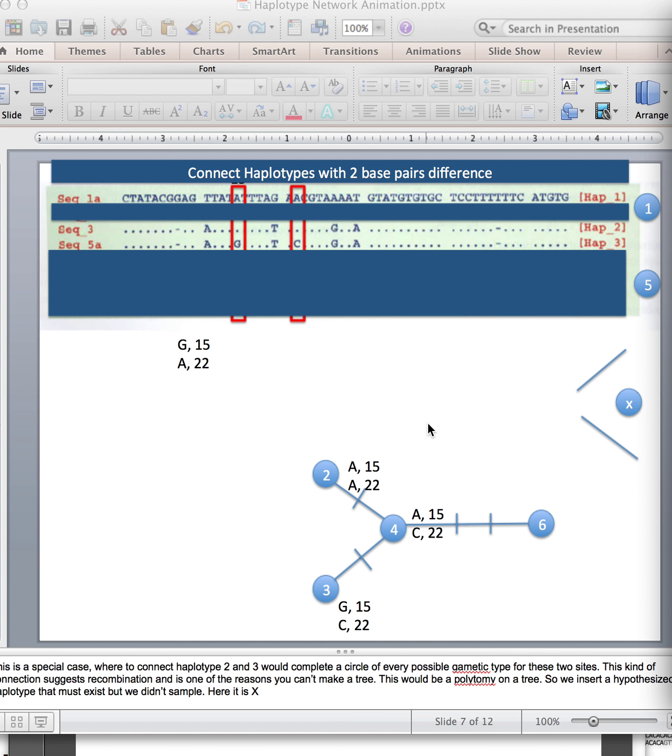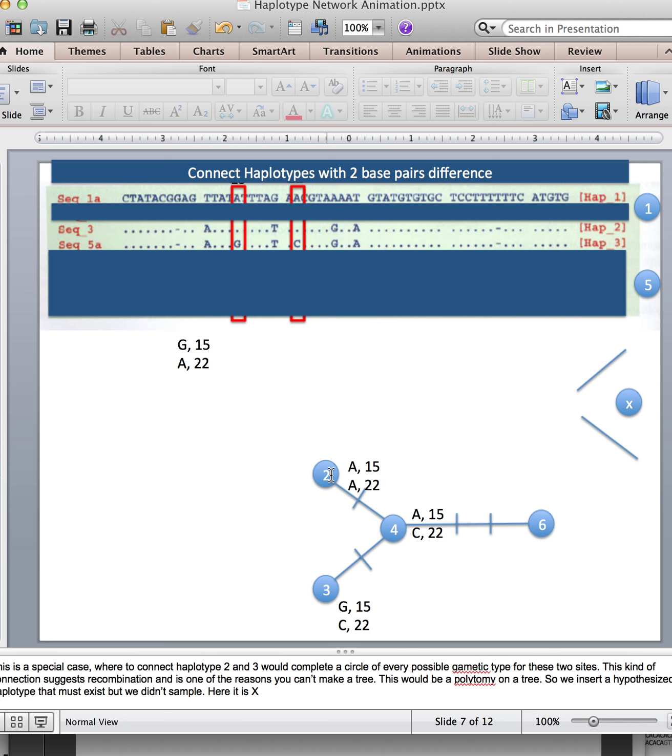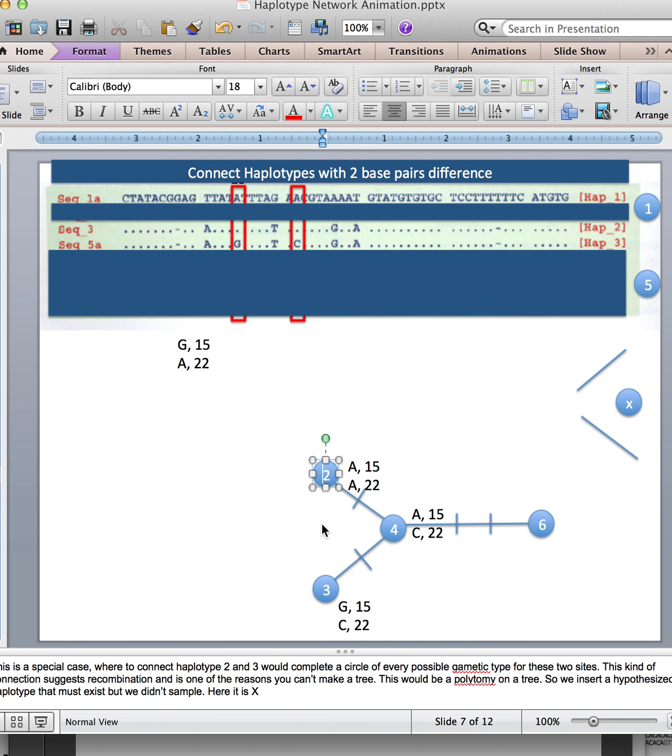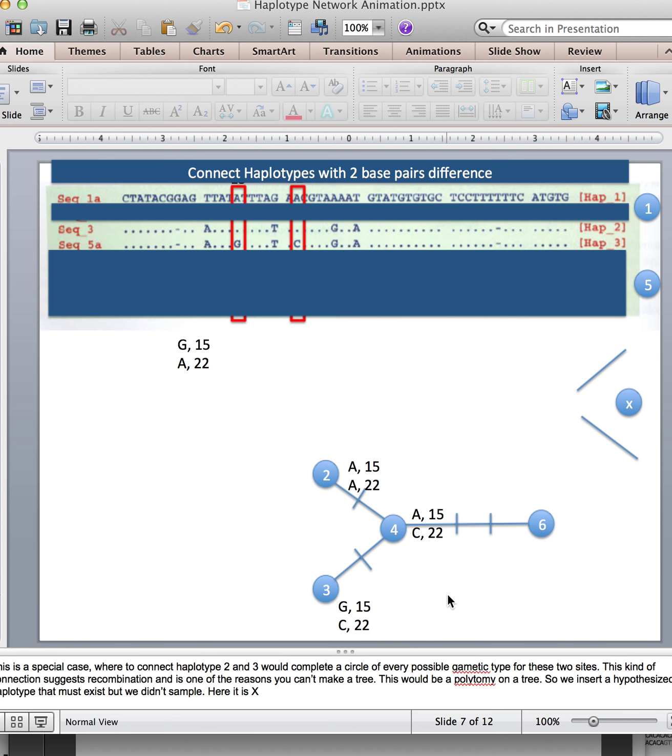We have this issue where we have another sequence. I would like to connect haplotype 2 with haplotype 3, but what I'm noticing is that we have every possible gametic type for these 2 sites. We have AA, we have AC, and we have GC. So if we had a GA sequence over here, a G at 15 and an A at 22, that would give us a full circle of all 4 possible types.